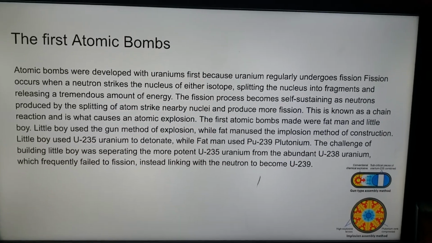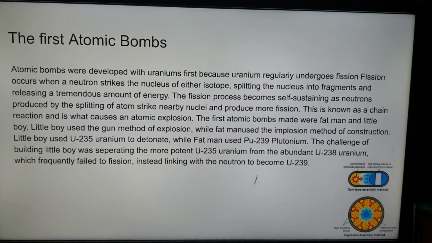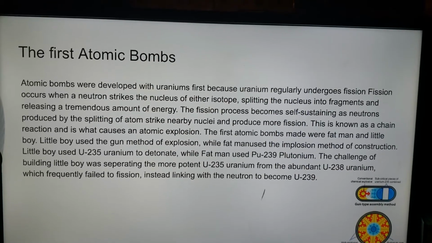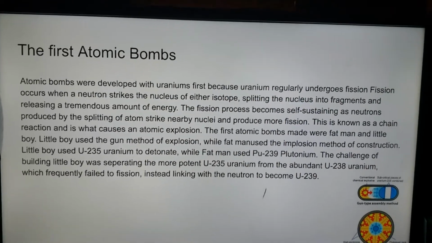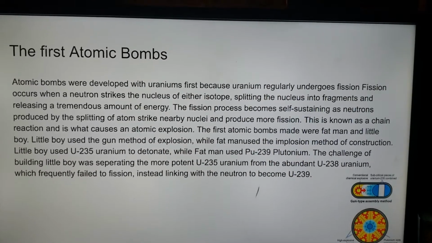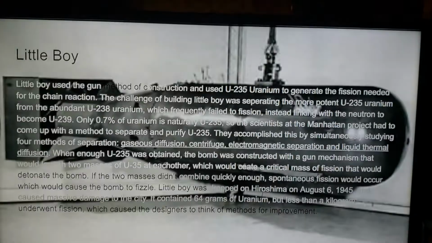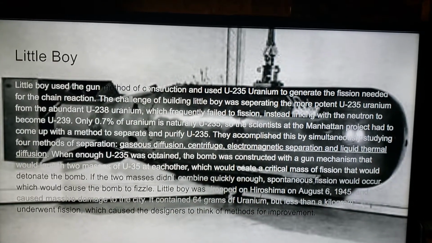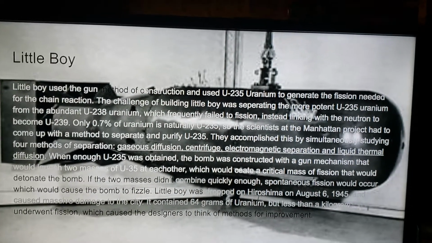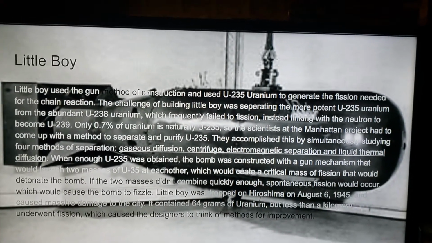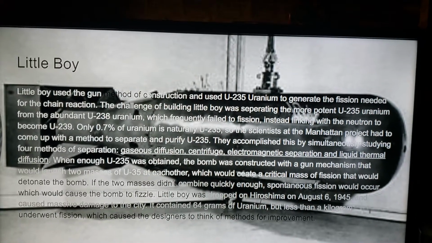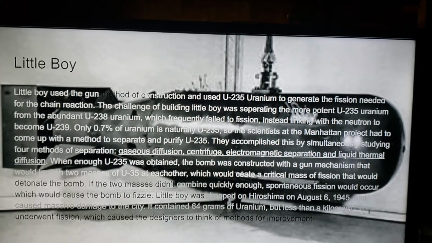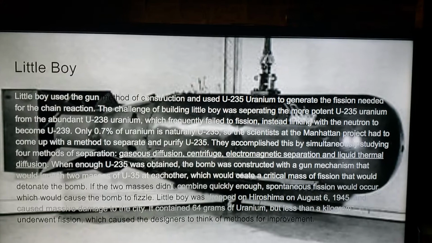So Little Boy had potent U-235 uranium, but that was hard to separate from the regular, more common U-238 uranium, which didn't really undergo fission well enough to cause the proper chain reaction needed for an explosion. Little Boy, like I said, used the gun method of construction and needed the U-235 to generate the fission needed for the nuclear reaction. So the challenge they faced was separating the U-235 from the U-238, which did not generate enough fission to cause an explosion.